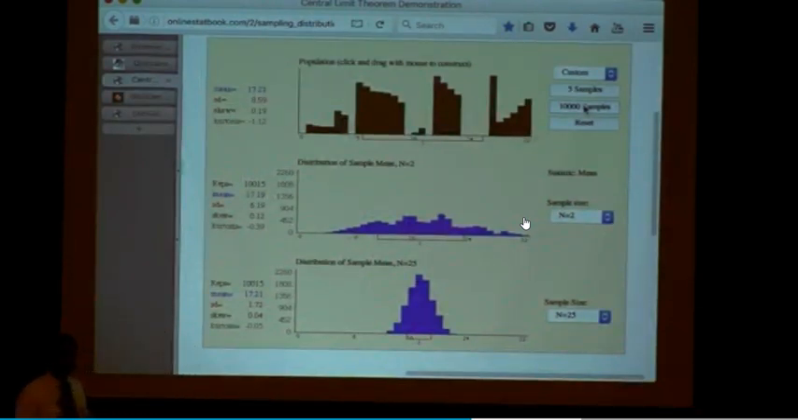But now, the second part of the wow, the real wow, is that the mean of the population was 17.21. The mean of all sample means is 17.21. Wow.